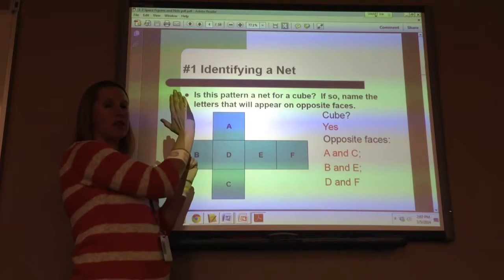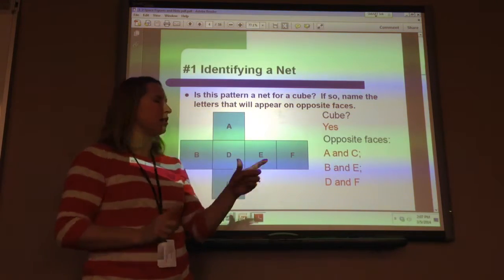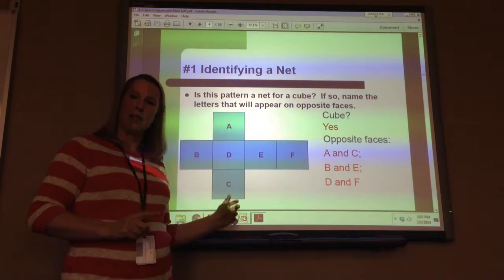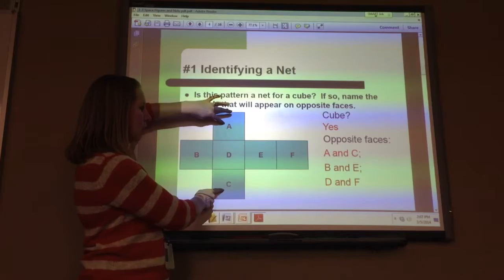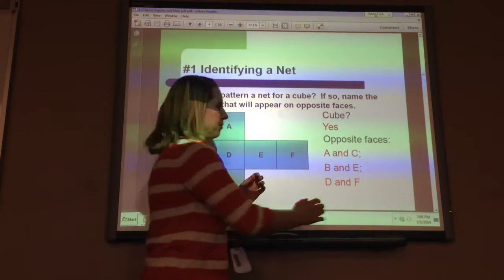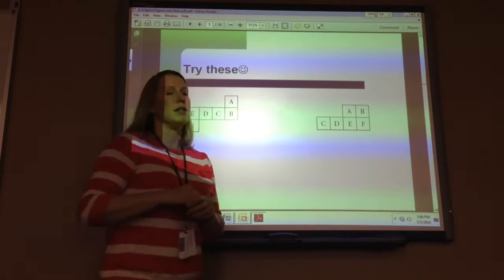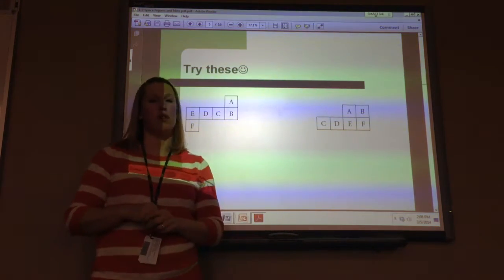F would fold over the top, which would be opposite D. It seems like the opposite faces are always like, it skips a section. So like A and C are opposite, B and E are opposite, and D and F are opposite. So you're going to have some problems on your assignment where you have to decide whether or not those will fold up to a cube.